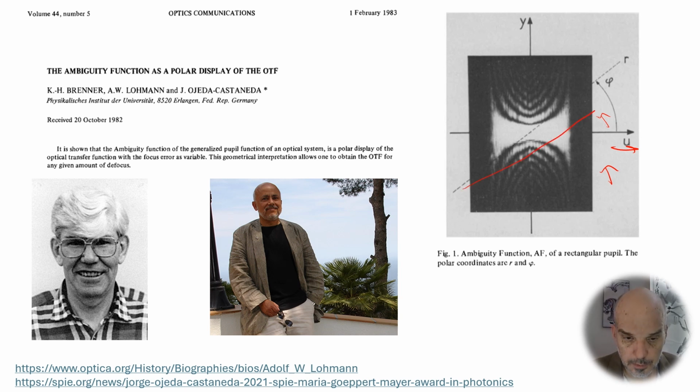But more broadly, the ambiguity function allows us to define the transfer function for the mutual intensity in imaging systems. So let's explain how that works.